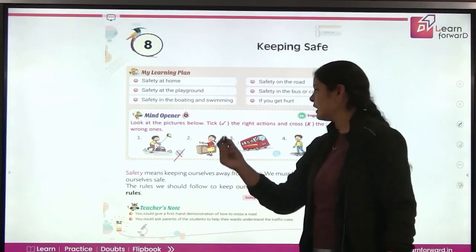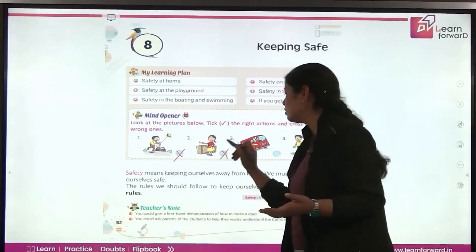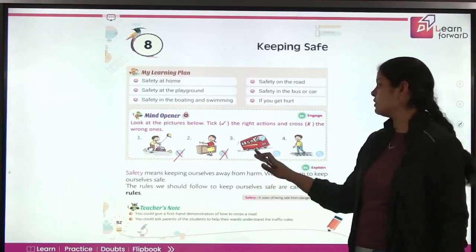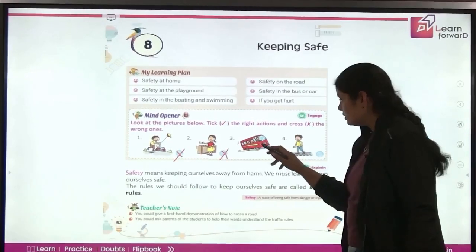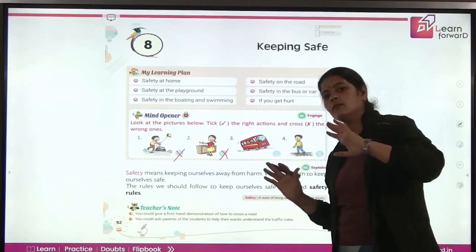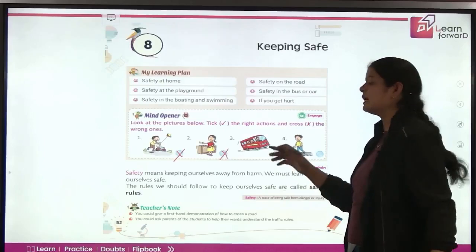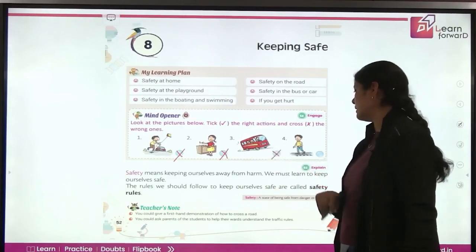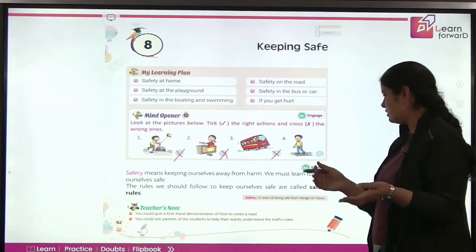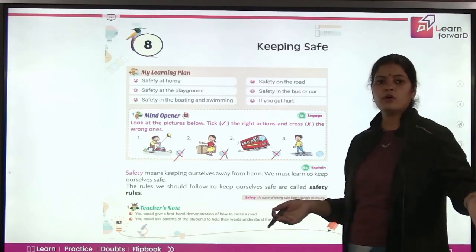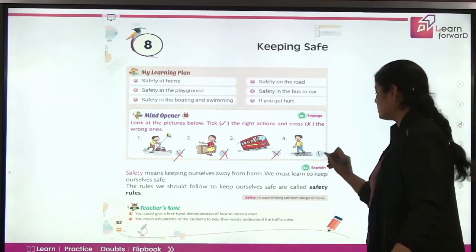This girl is lighting a matchstick for lighting a burner. Again, no elder person is with her, so this is a wrong action. She can hurt herself. The children are taking their heads out of the window of the bus while they are on board. So this is again a wrong action. The boy is walking on the road, and he is following the left part, close to the footpath. So this is a right action.